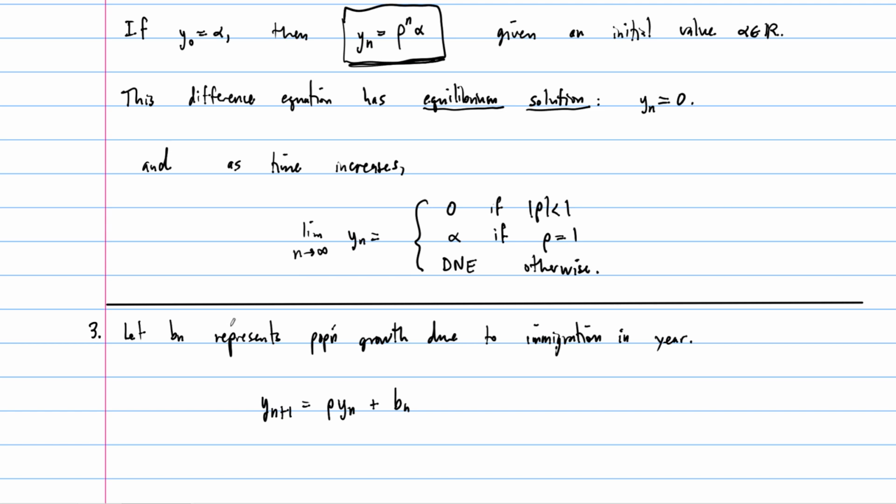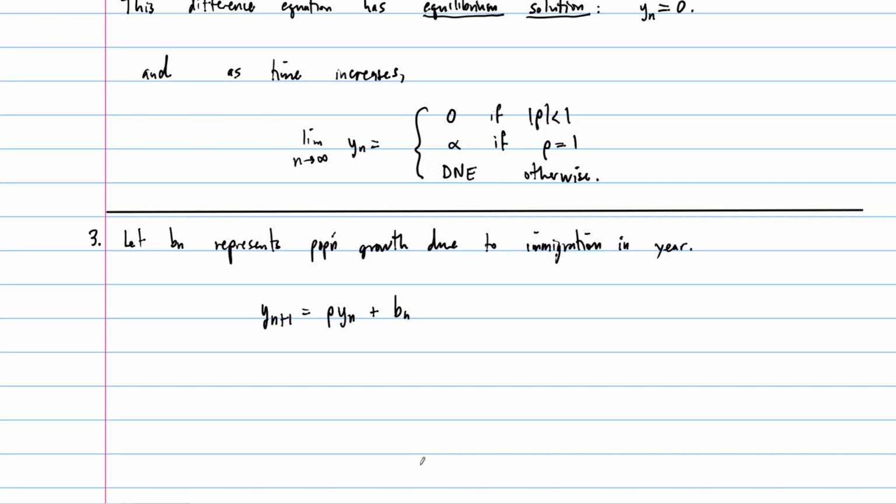So we let b sub n represent the population growth due to immigration in year n. So this b sub n is actually a sequence where all of these numbers could be different, right? But let's see how this works then, right?